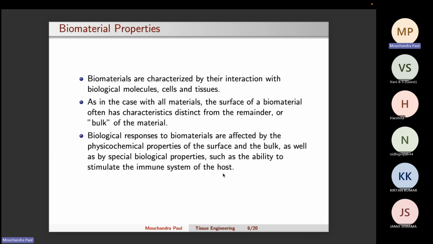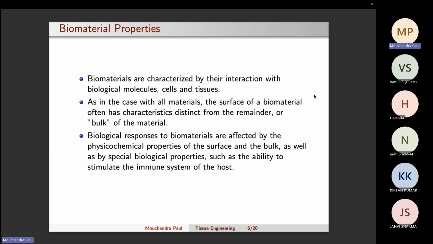So whether this property is going to match your application, or whether the properties of this material are going to make it biocompatible or not. For this question, we have to look into the biomaterial properties. Biomaterials are characterized by the interaction with biological molecules, cells, and tissues. That is, how they interact with biological systems.